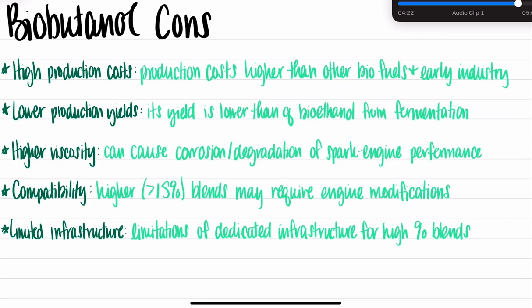It also has a higher viscosity, which can cause corrosion and degradation of spark engine performance because of how viscous it is. Its compatibility is slightly low. Any higher concentration or blend higher than 15% may require engine modifications to be useful and not damaging to the engine. And limited infrastructure. There's limitations of dedicated infrastructure for these high concentration or high percentage blends because it is such an early industry.